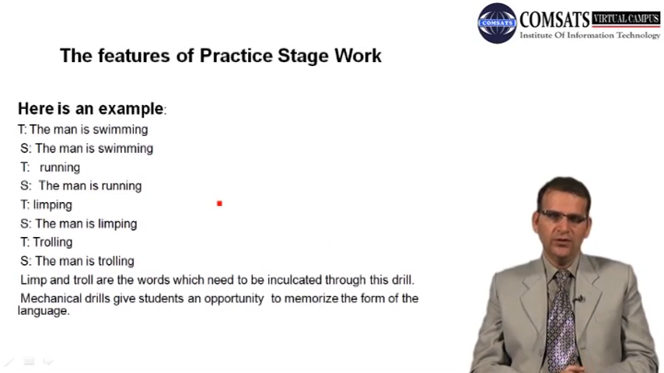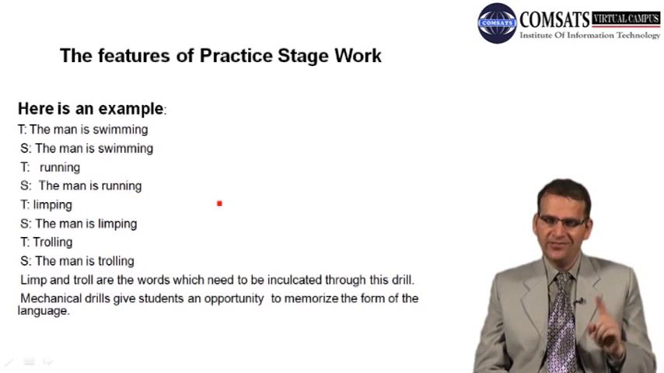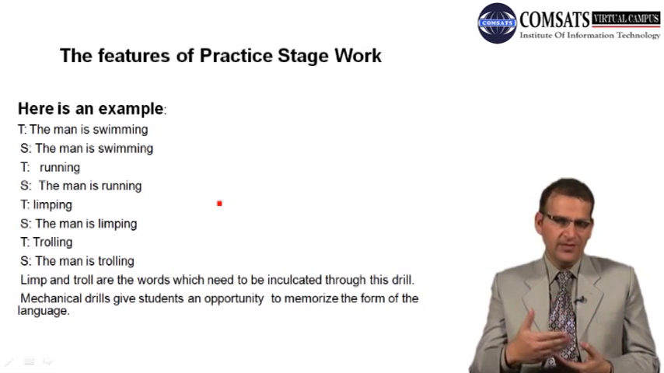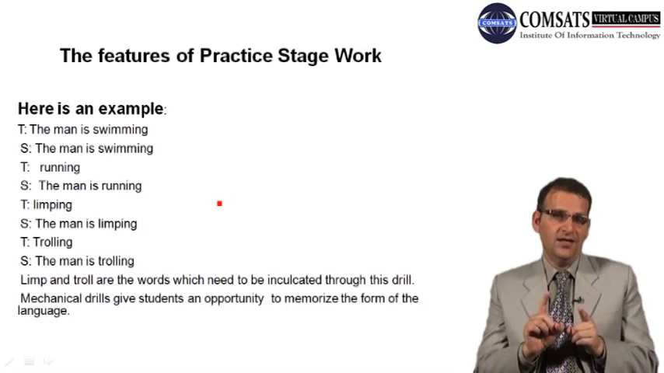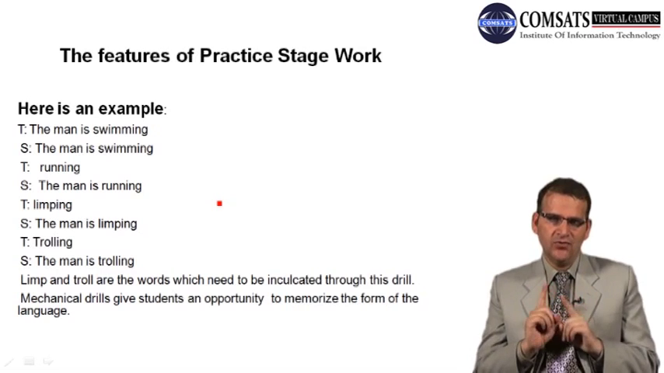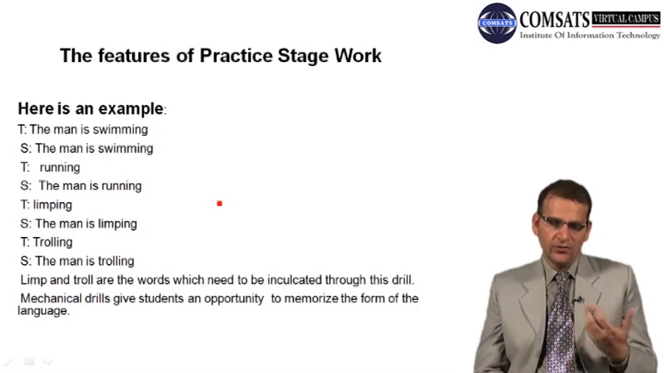Here's an example, my dear students. The man is swimming, right? The teacher says the man is swimming, and the students repeat, the man is swimming. And then the teacher says running. Now the man is running. Teacher says limping. In the first sentence, the teacher says the man is swimming, and the student repeats. Then the teacher does not say the whole sentence; the teacher says running, and the student says the man is running. And then limping, the man is limping. Then strolling, and the man is strolling.